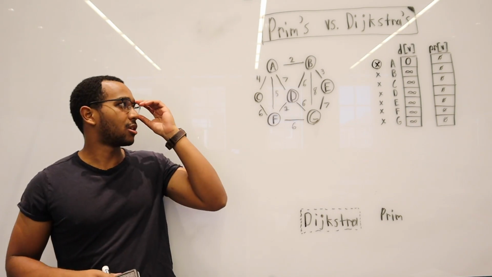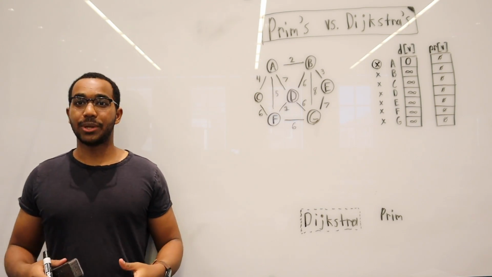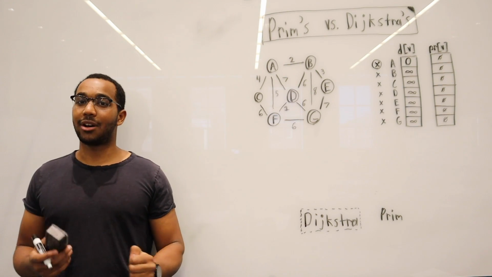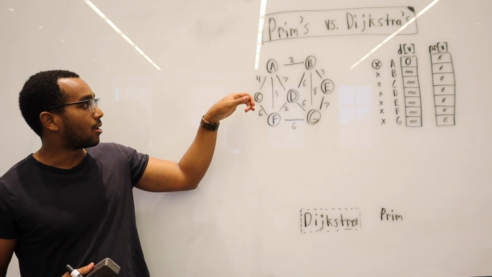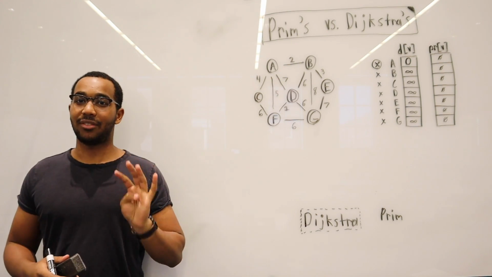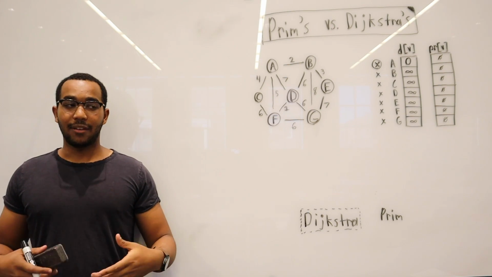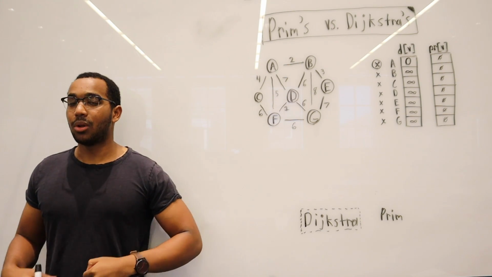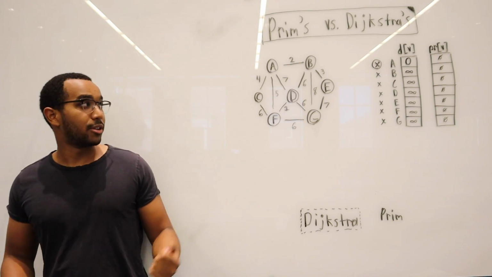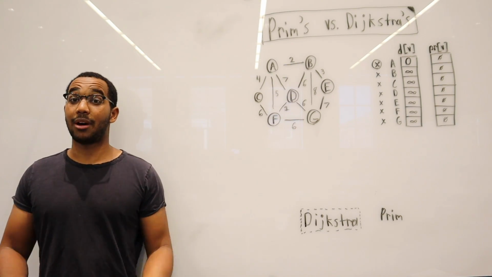So now we're processing A, and what we're ultimately going to do is we're going to look at every single edge coming off of A. So we have 1, 2, 3, 4 edges coming off of A, and we're going to see, if I have A as the parent, will I improve the distance upper bound to any of these vertices coming off of A?